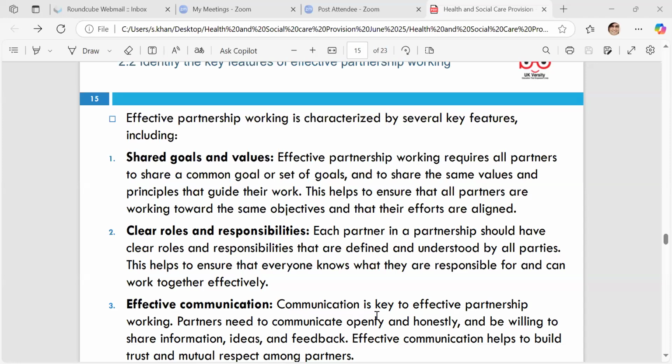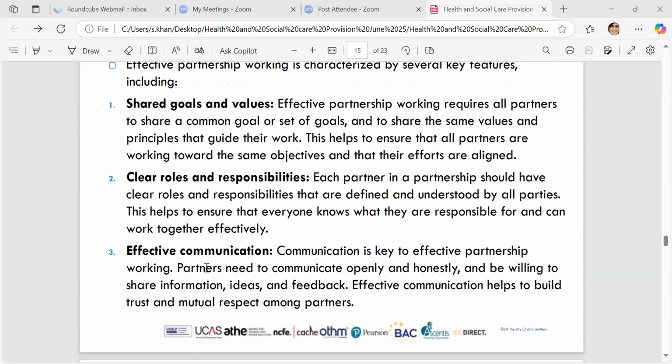Why is it important to have shared goals and values and work together? Why is that so important? Because you have to agree with each other, so it makes it more effective to work. You will have the same set of goals at the end, won't you, and your values. So you need to make sure you work together properly.